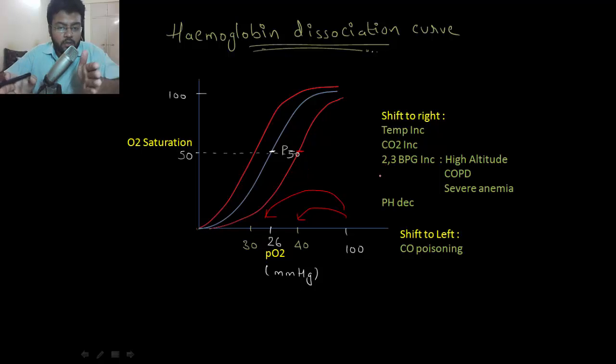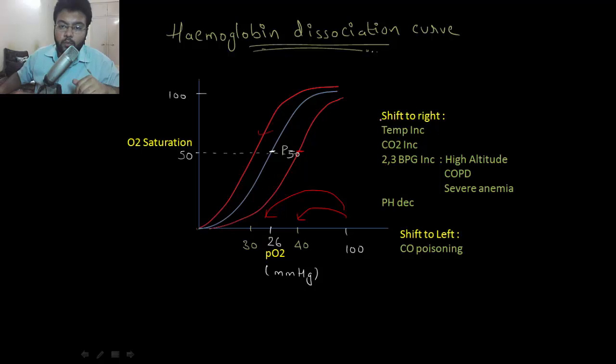That means the amount of pressure required is less to release the oxygen from 100 to 50. That means the affinity for the oxygen has reduced. That's called shift to right. In the same way, affinity for the oxygen has increased in shift to left.